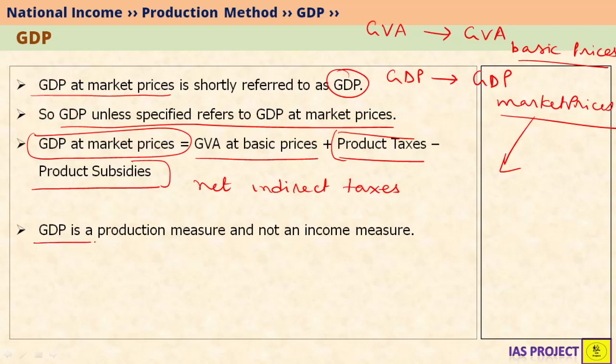So GDP is a production measure. As we have seen, we have three kinds of methods for measuring national income. The first one is the production method, and GDP is nothing but a production measure. It is not an income measure. We know that if we use the income method, we will end up with gross national income or net national income, not with GDP. This kind of question may simply be asked in prelims. So please remember this concept.